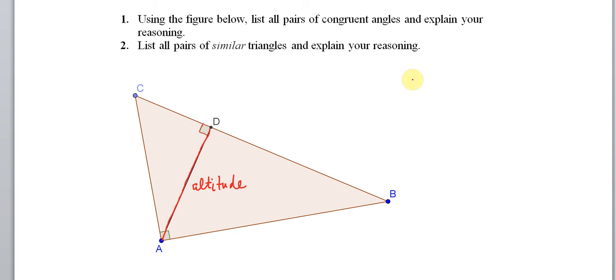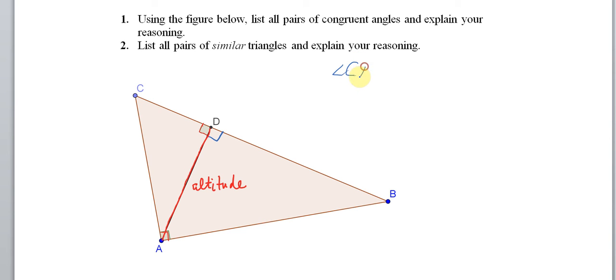And what we're asked to do here is to list out all pairs of congruent angles and then explain our reasoning. Well, you have some 90-degree angles, so that's pretty straightforward, right? And then you have a linear pair here, so those angles there are also 90 degrees. So let's list this out.